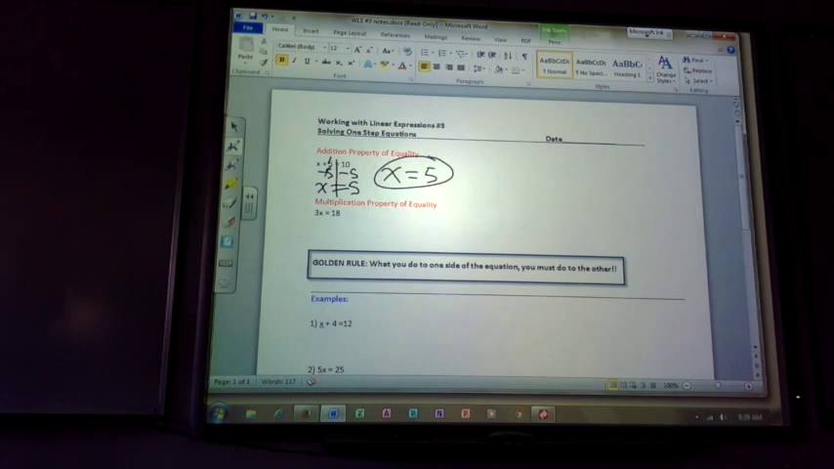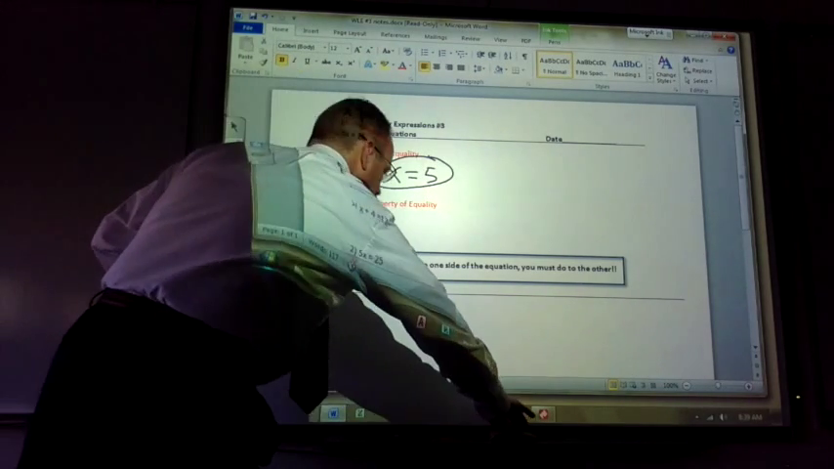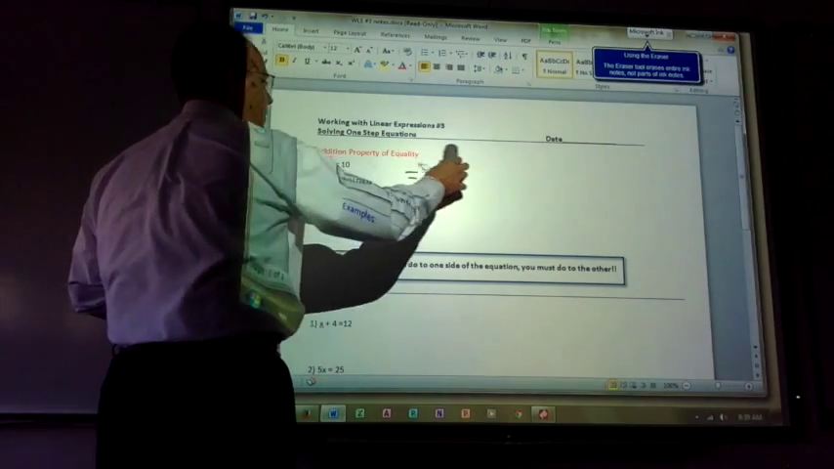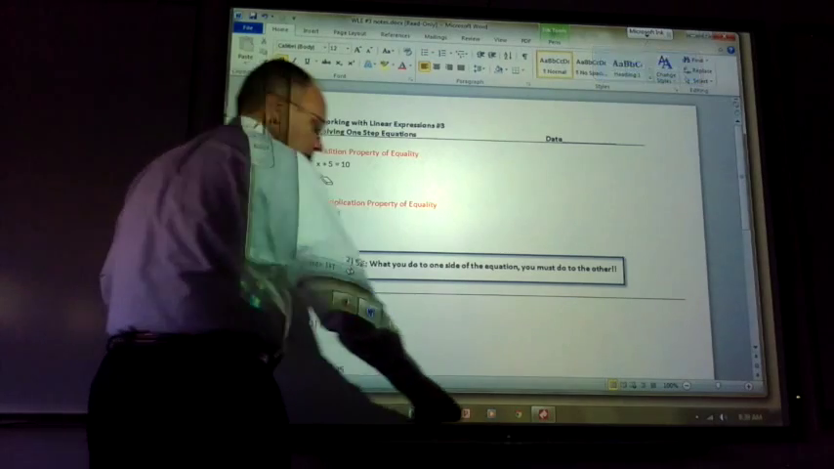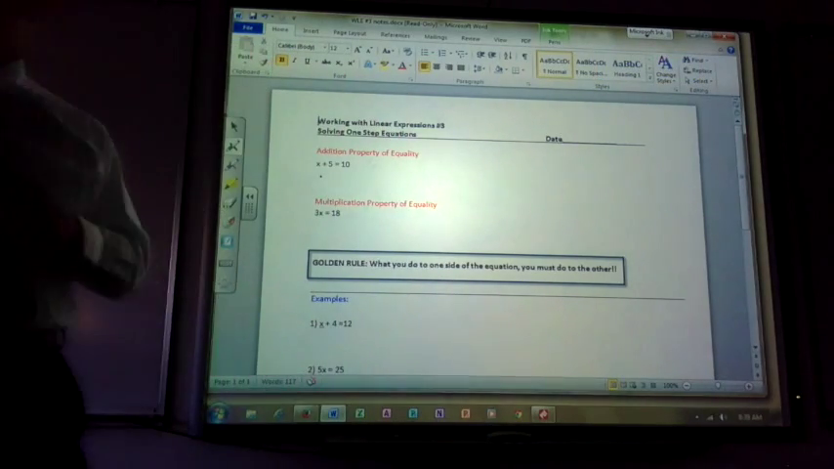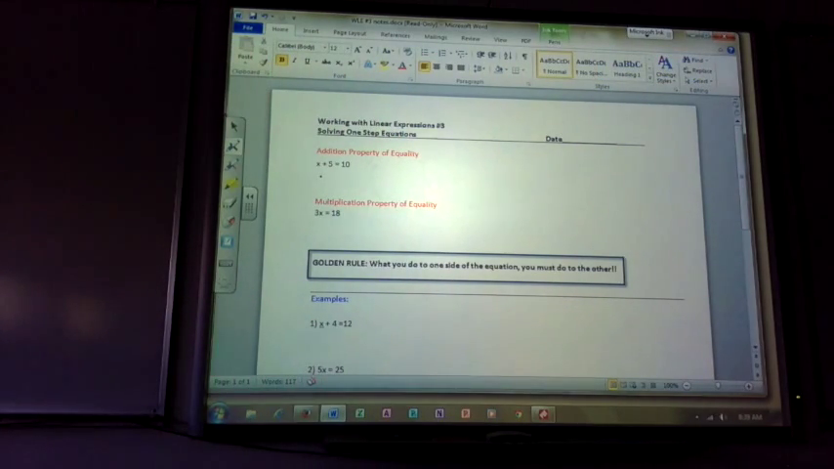Okay. So, the opposite operation of addition is subtraction. The opposite of subtraction is addition. The opposite operation of division is multiplication. The opposite operation of multiplication is division. Is that okay?